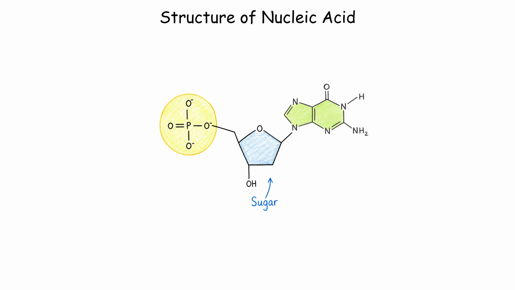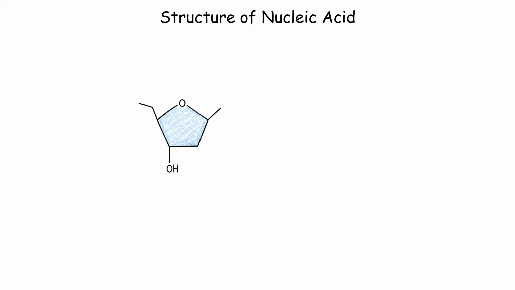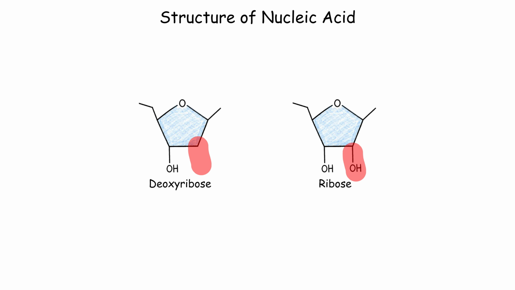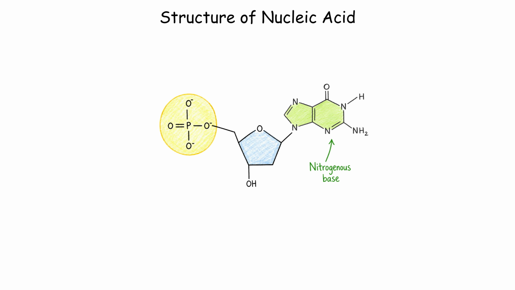Now, the sugar is not exactly the same in DNA and RNA. In DNA, the sugar is called deoxyribose. In RNA, it's called ribose. They are almost the same, but deoxyribose has one less oxygen atom than ribose. That tiny difference is actually part of the reason why DNA is called deoxyribonucleic acid and RNA is called ribonucleic acid. Now let's talk about the nitrogenous bases.